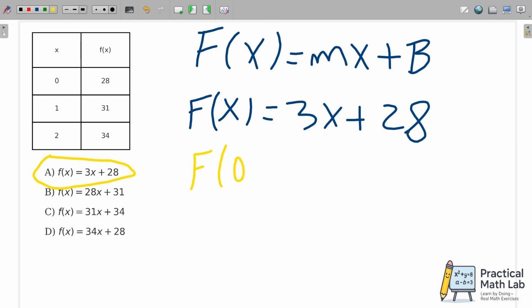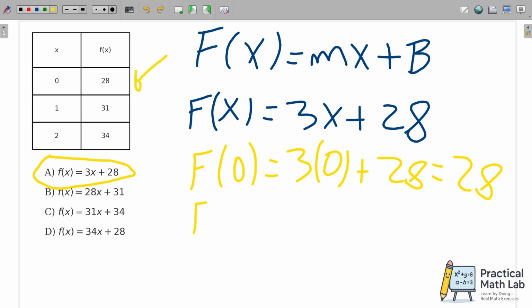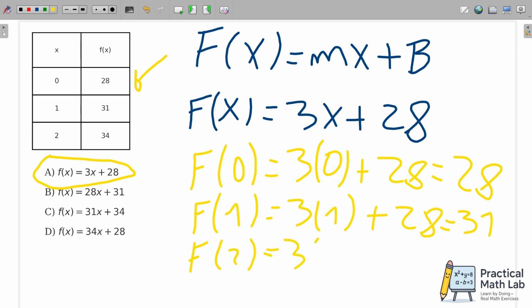For x equal to 0, it will be 3 times 0 plus 28. That's 3 times 0, 0, plus 28, 28, right? For f of 1, it's equal to 3 times 1 plus 28, 3 plus 28, 31. And for f of 2, it equals 3 times 2 plus 28, 3 times 2, 6, plus 28, 34. So, the values here really do match the values in the table. We've solved the preparatory question for the test here.